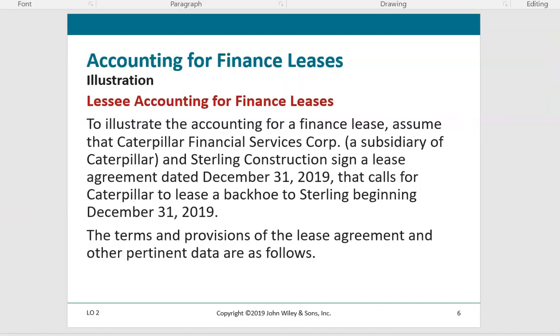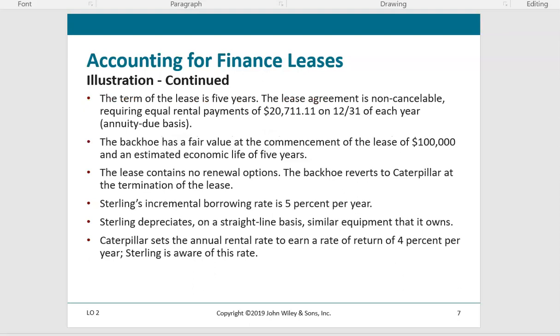Look at an example of a finance lease. Assume that Caterpillar Financial Services and Sterling Construction sign a lease agreement dated December 31st, 2019 that calls for Caterpillar to lease a backhoe to Sterling beginning the same day, December 31st, 2019. The terms of the lease agreement are shown on the next slide.